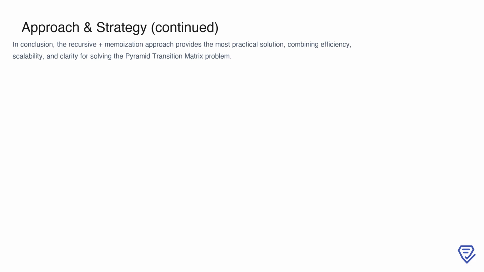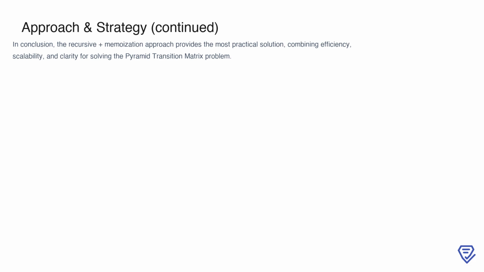In conclusion, the recursive approach with memoization is the most practical and efficient solution for the pyramid transition matrix problem. It combines the strengths of reduced computational time, scalability to handle larger inputs, and a clear implementation structure. By leveraging memoization, we address the inefficiencies of brute force while avoiding the memory overhead of BFS. This strategy not only ensures that the problem is solved effectively but also provides a framework that is easy to understand and maintain.